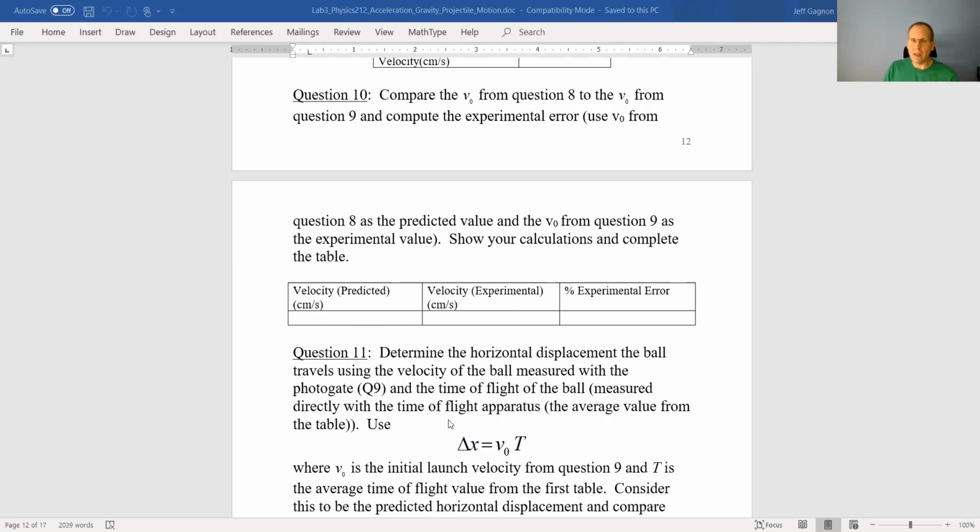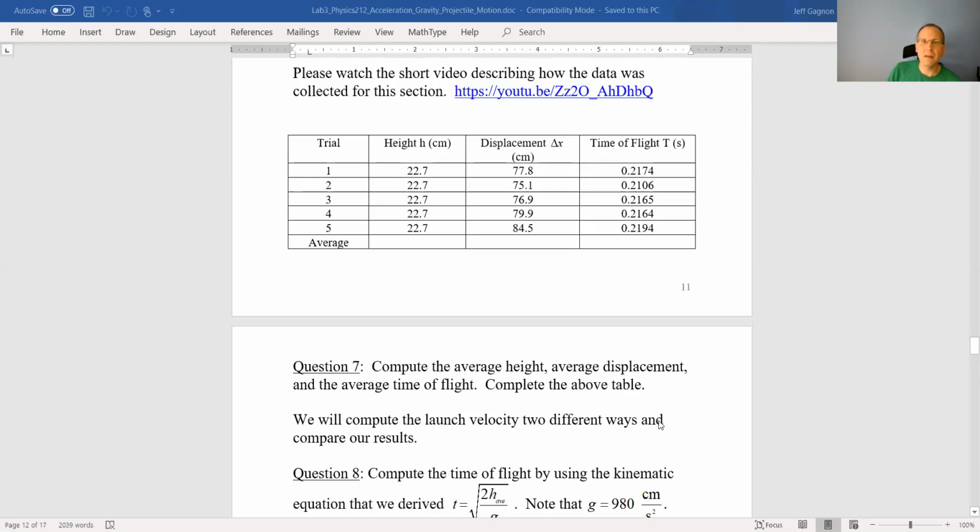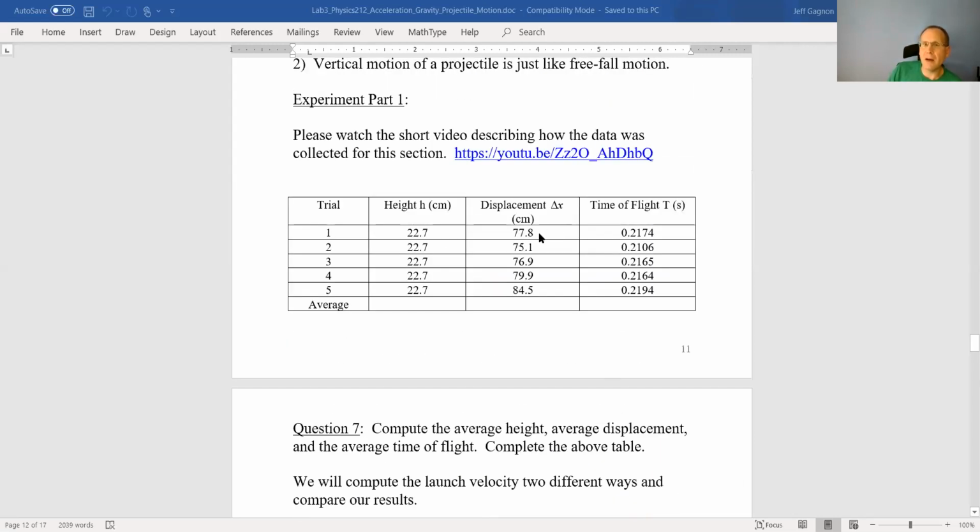Now, question 11, it turns out there's a couple of different ways that we could compute that horizontal displacement, how far the ball went horizontally. So one of the methods is simply the average from the table. Remember, I collected this data for you guys. So I found all those values, how far it went from when it's launched to when it hits the carbon paper and leaves a mark, and I measured all these values. So this is the horizontal displacement. So that's one method, just the average of those values.